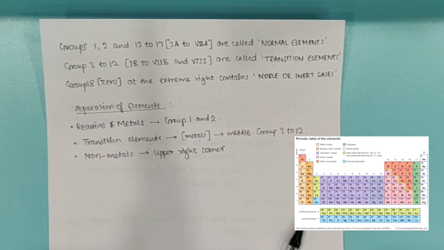For example, if we take group 18, they are all noble gases. Suppose helium, neon, krypton, xenon. These all are in the same group, so they will have similar properties. And one of the most important properties of this group, the noble gases, is that it's the least reactive, and that's why they are known as the inert or the noble gases.